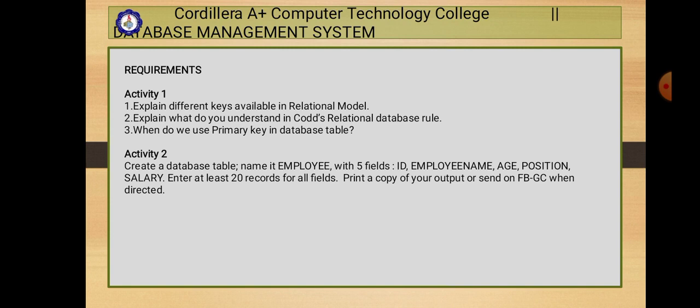And of course, I would like also to discuss to you our requirements. Okay? So for your week 4 requirements, you have 2 activities. So for number 1, you are going to answer the following questions in 5 to 10 sentences. For question number 1, explain the different keys available in a relational model. For number 2, explain what you understand in Codd's relational database rules. And for number 3, when do we use a primary key in a database table?